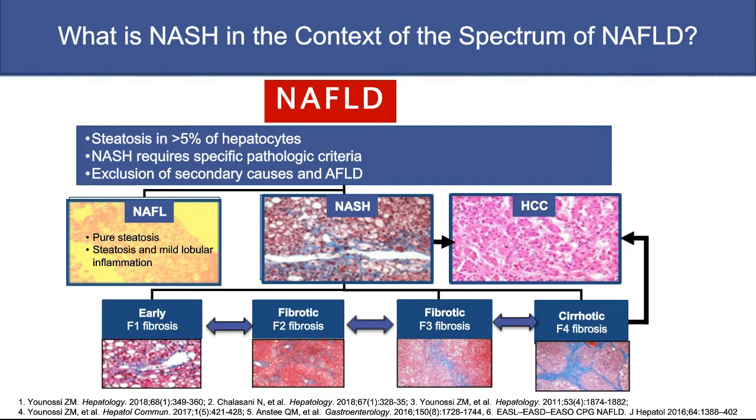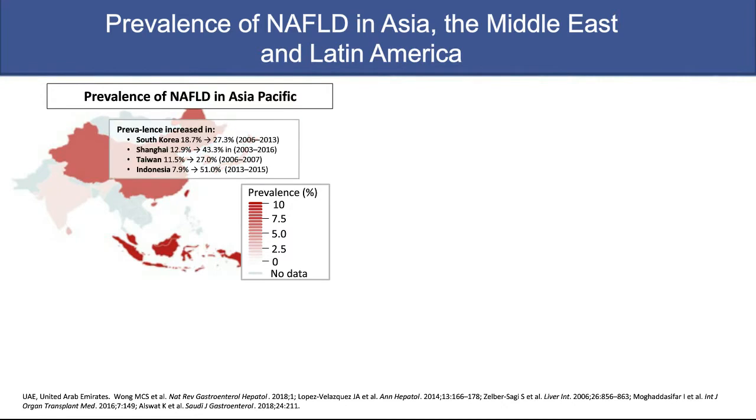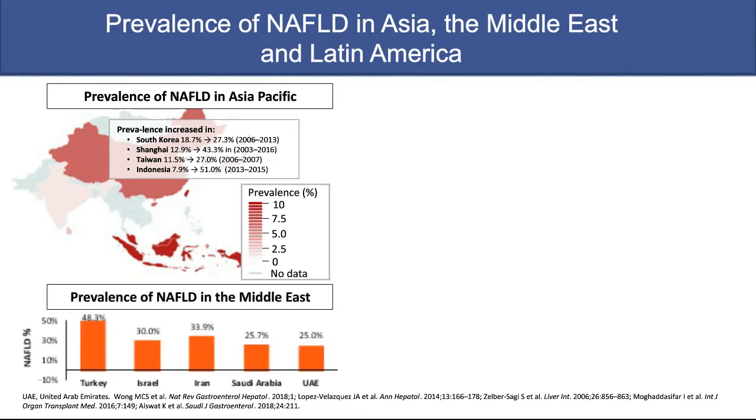The spectrum of NAFLD includes, of course, not only steatosis and NASH, but also liver cancer and different stages of fibrosis, including cirrhosis. The prevalence of NAFLD worldwide, in the Pacific, has been increasing over the past decade or so. There is plenty of evidence from South Korea, Shanghai, Taiwan, and Indonesia that this prevalence rate has increased over the past decade or so. In the Middle East, as I mentioned, there is very high prevalence of NAFLD, between 25 to 30%. The highest prevalence, of course, has been reported from Turkey in recent years.